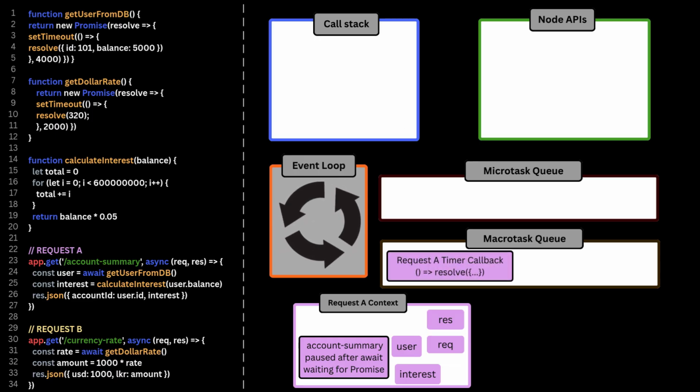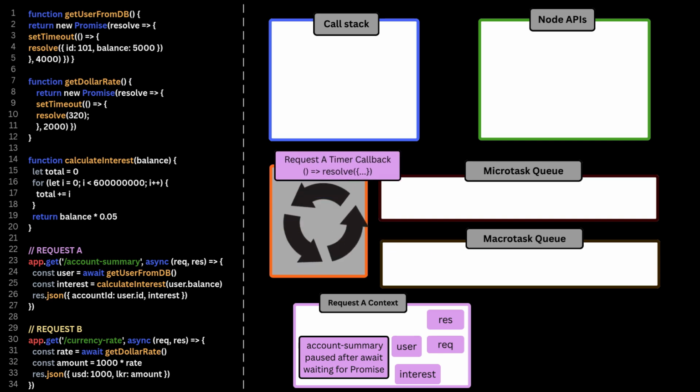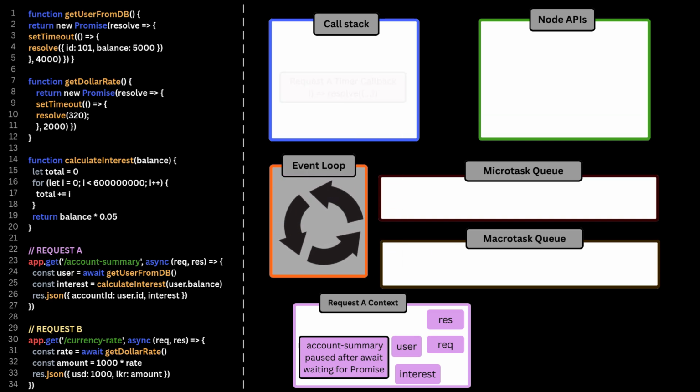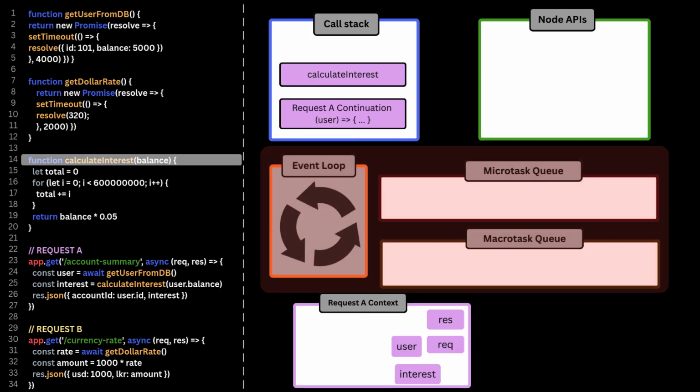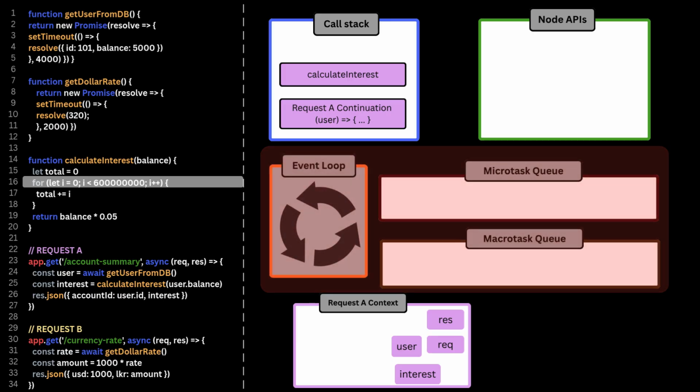Now the account request completes. But this next operation is very different. Unlike asynchronous operations, this heavy JavaScript calculation runs directly on the main thread. This CPU-intensive loop blocks the JavaScript call stack.